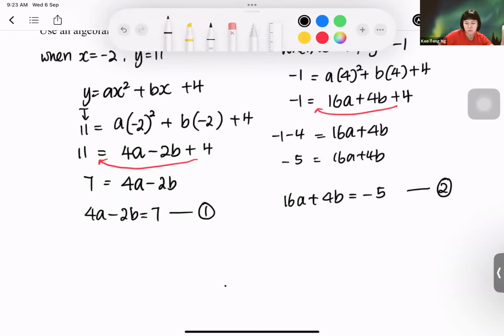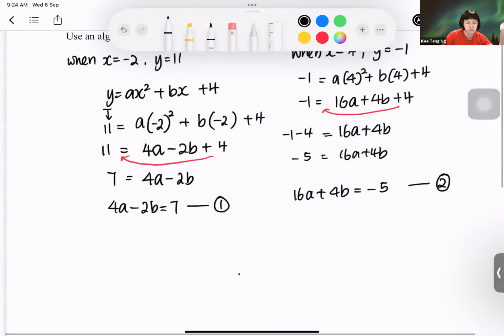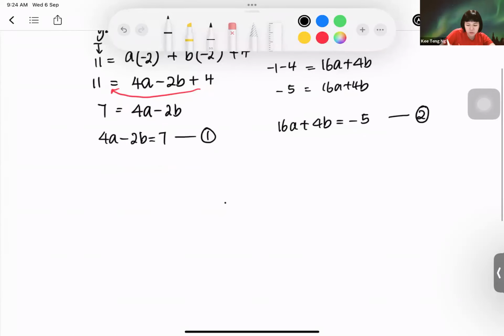Equation number 2. And take a look, how many marks is this? 4 marks. So probably here there is one mark for forming each equation, or one mark for both equations, I'm not very sure. Anyway, now we're going to solve the simultaneous equations. I have my first equation, 4A minus 2B equals 7. Then my second one is 16A plus 4B equals -5.